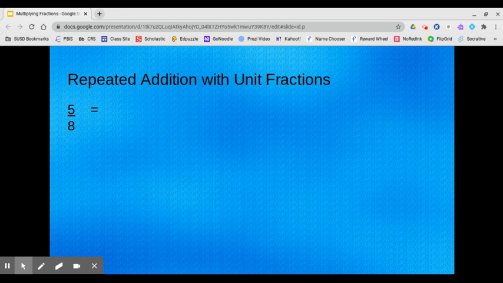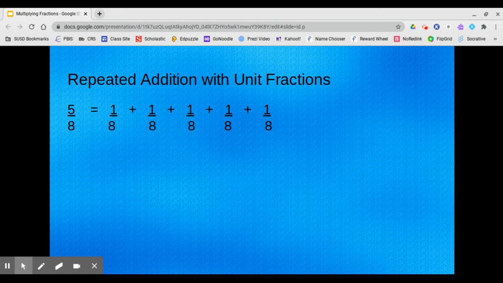When we think of our unit fractions from our previous chapter last quarter, we know that a unit fraction is just a fraction that has 1 as a numerator. And if we are using repeated addition, how many of those unit fractions do we need to get to 5/8? We would need 5 of those unit fractions, so 5 of 1/8 all added together in order to get 5/8.